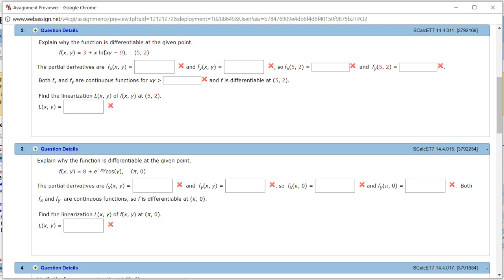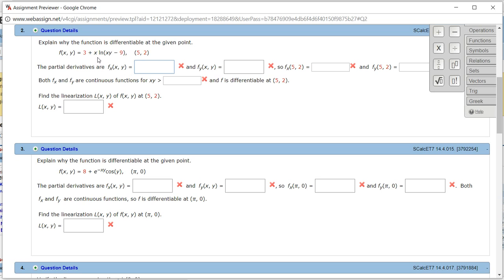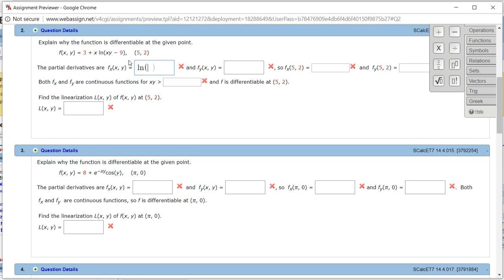Here, we would have to use the product rule. So you have the derivative of x times the natural log. The derivative of x is 1. And then you have the natural log of xy minus 9. And a plus. Then we have x times the derivative of the natural log of xy minus 9.